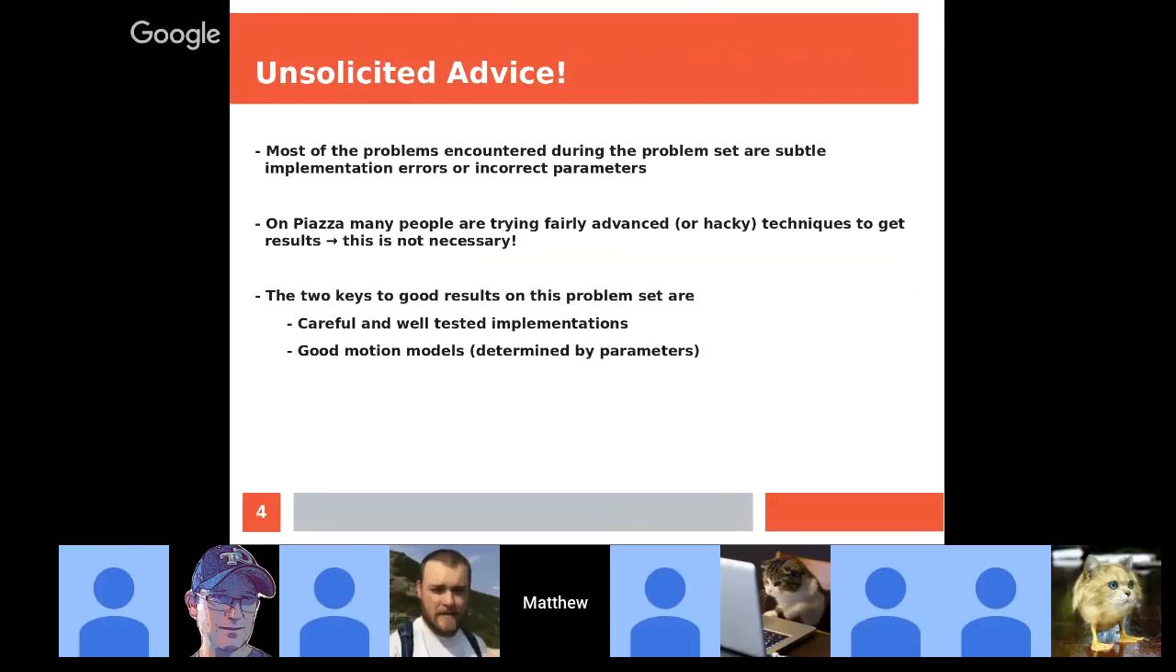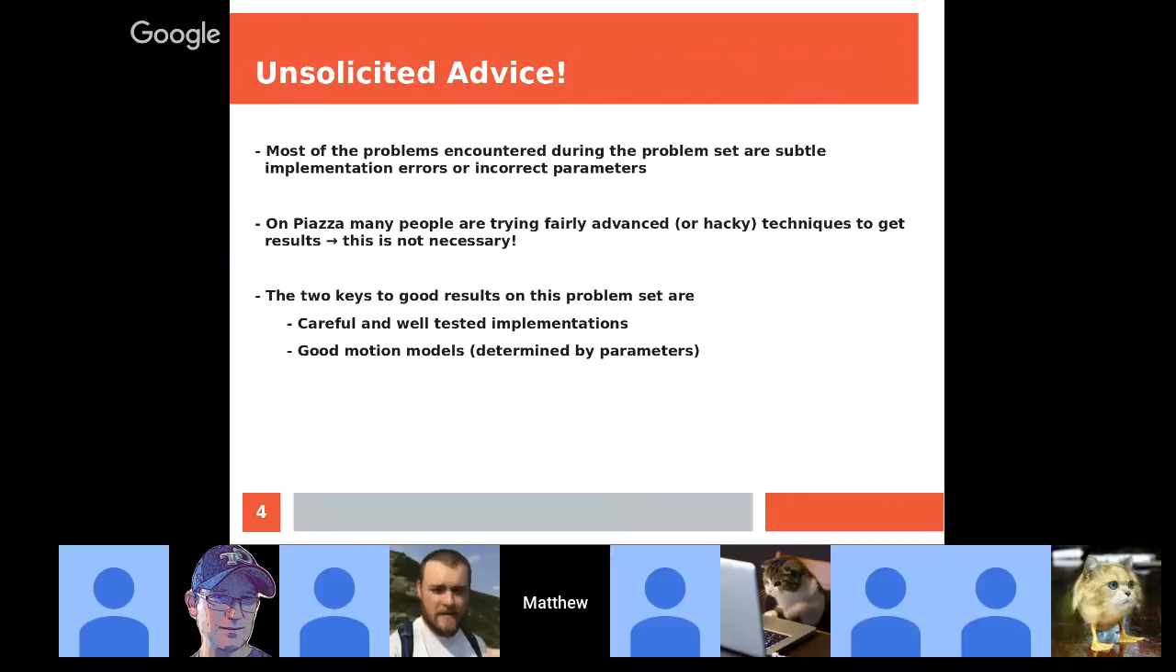So let's start with some friendly but ultimately unsolicited advice. No one asked me about the general approach, but I'd like to say that this problem set is a weird one, because what trips people up are these very subtle implementation errors. And it's possible to have your code look like it's working, but contain small errors that really poison the rest of the parameter tuning experience.